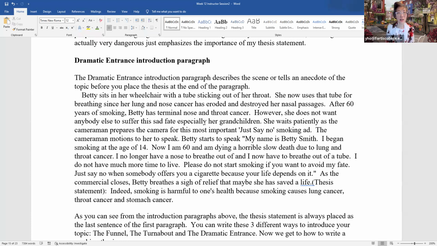And by the way, this Betty Smith, I believe the real person was Yul Brynner. If I were to replace Betty Smith with Yul Brynner, that's the actual person. Yul Brynner, if you look him up, was a very famous actor in the 20th century. And one of his very last public appearances is Yul Brynner doing a cigarette commercial. He was very thin. I believe he was talking out of a tube. And he was imploring people not to start smoking.